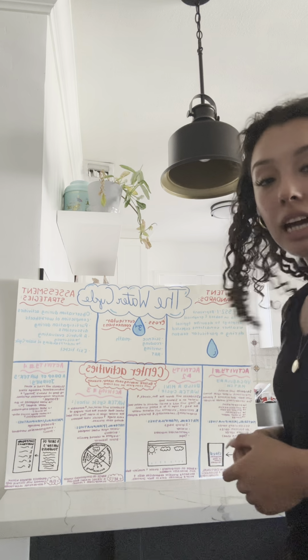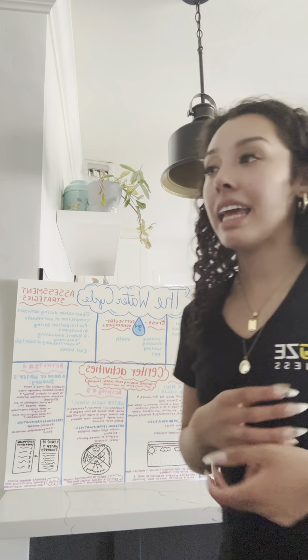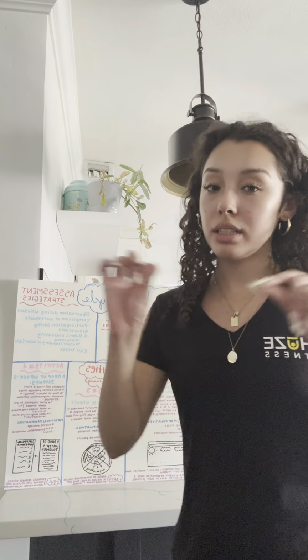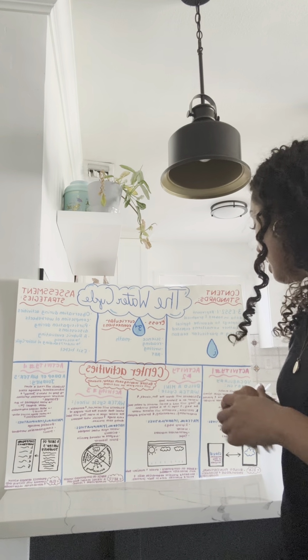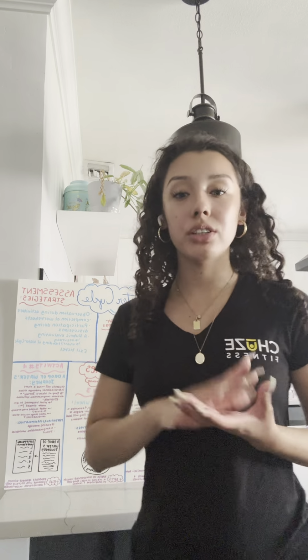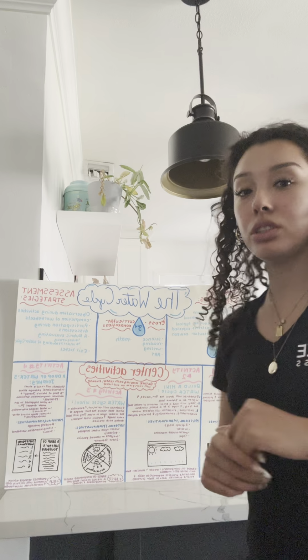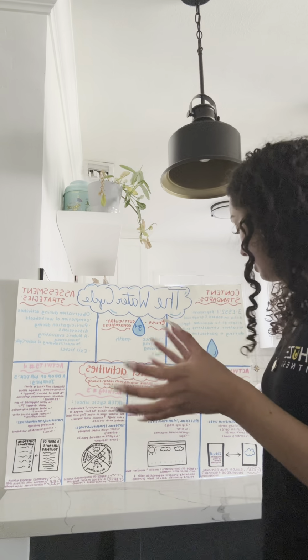Moving on to activity number 2, it is build a mini water cycle. This one's a little bit more hands-on, and they actually get to see the water cycle happen on a small scale. Students will draw the sun, clouds, and water on a Ziploc bag. Then they will add a small amount of water into the bag, seal it, and tape it to a sunny window. Over time, the students will observe water evaporating, condensing, and forming droplets. So they'll essentially see the entire water cycle in their own portable mini cycle.